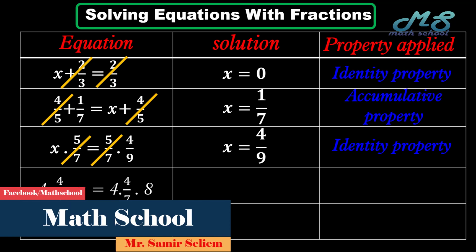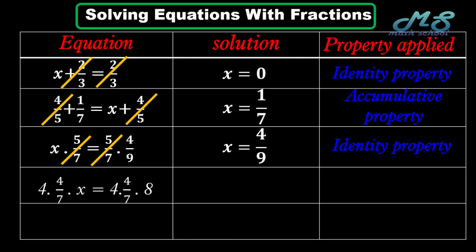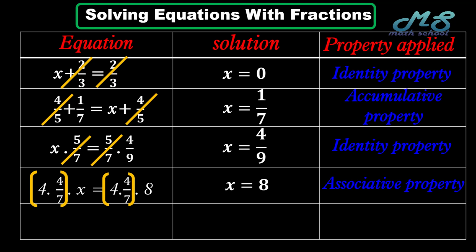Now 4 times 4 over 7 times x equals 4 times 4 over 7 times 8. Now we can regroup 4 times 4 over 7. Now x, guys, equals what? Equals 8. The name of the property is called the associative property.